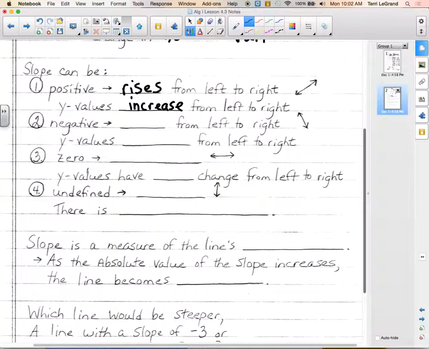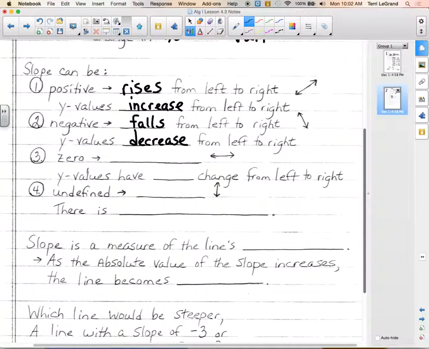Okay, what happens when we have negative slope then? What kind of behavior is there? It's decreasing, or let's use a shorter word, it falls from left to right. So as you're looking across from left to right, that line is going down instead of going up, right? And what's happening to the y values then? They are decreasing. The y values decrease from left to right. So as x is getting bigger, the y's are getting smaller.